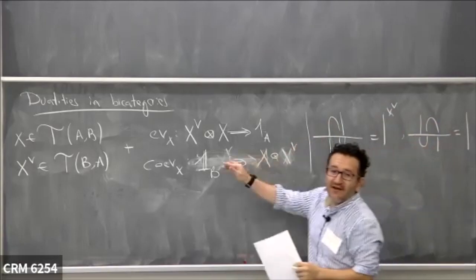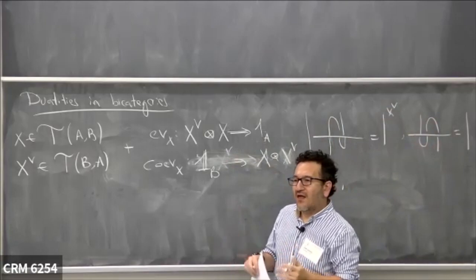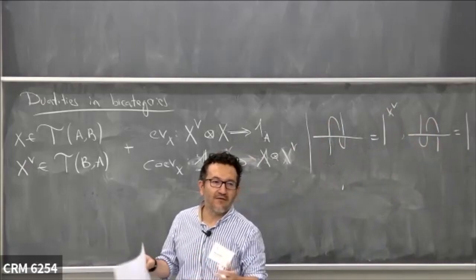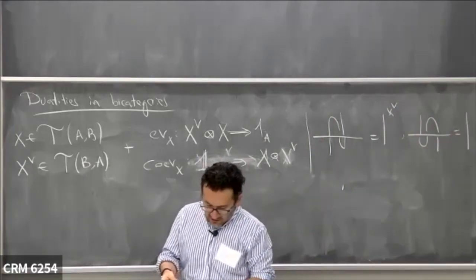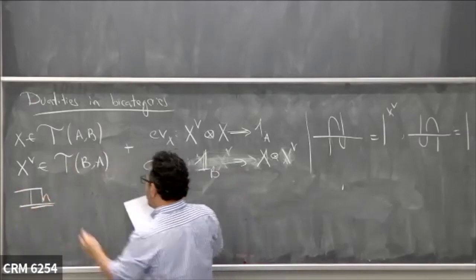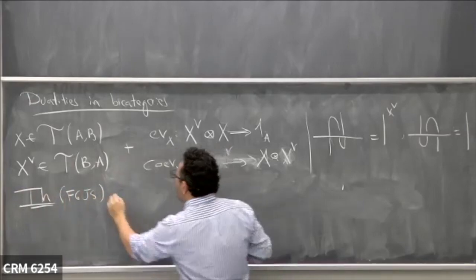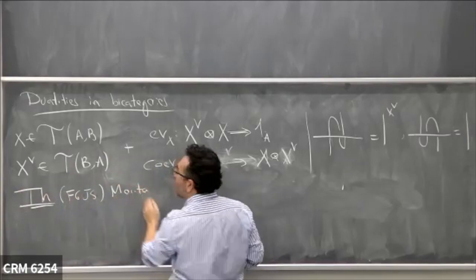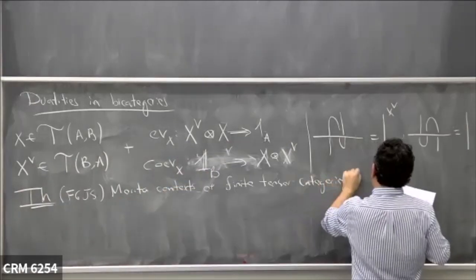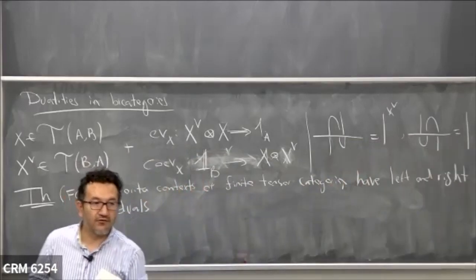It's something that you can define in a bimodal category exactly in the same way, and then you can repeat the whole construction. The duals are unique, and you can define left and right, and if you have left and right, it's exactly the same. So the result, or one of the results in our paper, is that the Morita context bicategory of finite tensor categories has left and right duals. Yeah, that's one result in this direction.